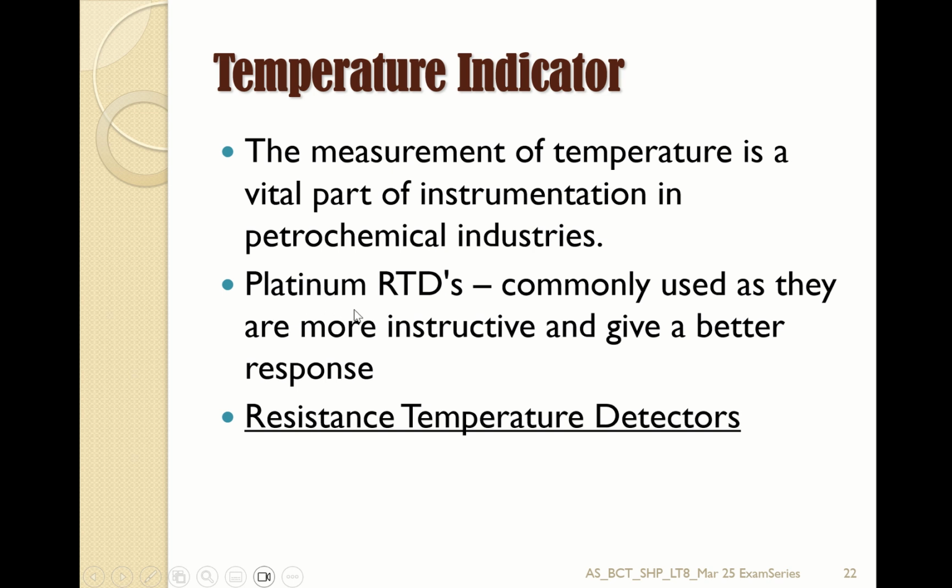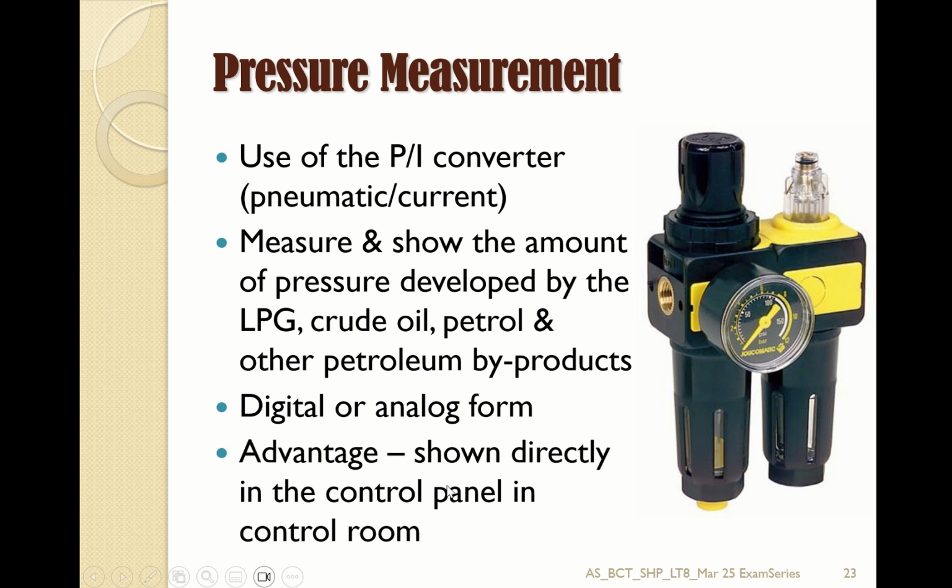In metals, different temperatures will give different resistivity. So by this, they can correlate it to the temperature. So it's not by thermometer, where your liquid expands and contracts and so on. It's by resistance. Platinum RTD, resistance temperature detector.